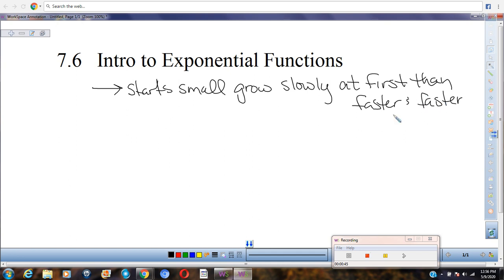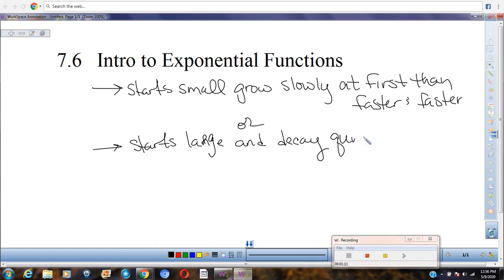Or an exponential function can start large and decay, or get smaller, quickly at first, then slower and slower.